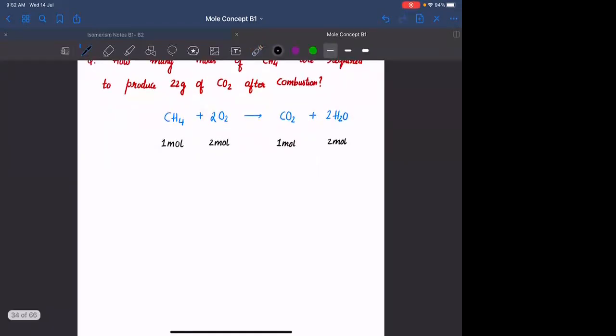Everyone concentrate. You can say 1 mole CH4 is giving me 1 mole CO2, or I can also say 1 mole CH4 is giving me 1 mole into 44 gram per mole of CO2, which is 44 gram of CO2. Agreed?